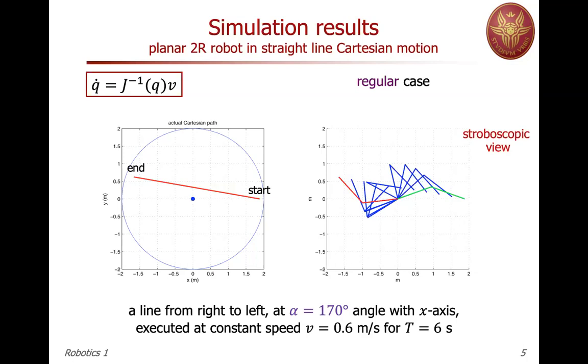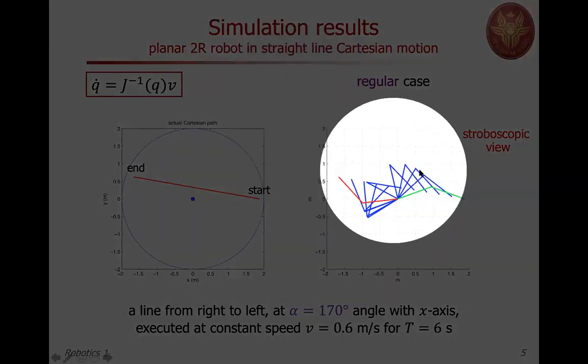Now, if we invert the Jacobian continuously, and of course, this is a simulation, it's done with, let's say, 10 millisecond increments, so you don't really see the difference in continuity. And on the right-hand side, you see a stroboscopic view of the motion. The green configuration is where the robot starts. So it's on the x-axis. And then it moves by folding itself. It's like a compass, no? It's closing itself about the midpoint.